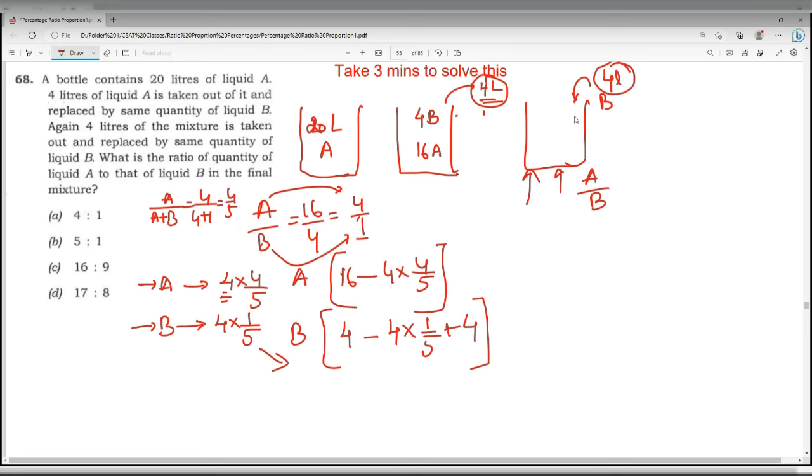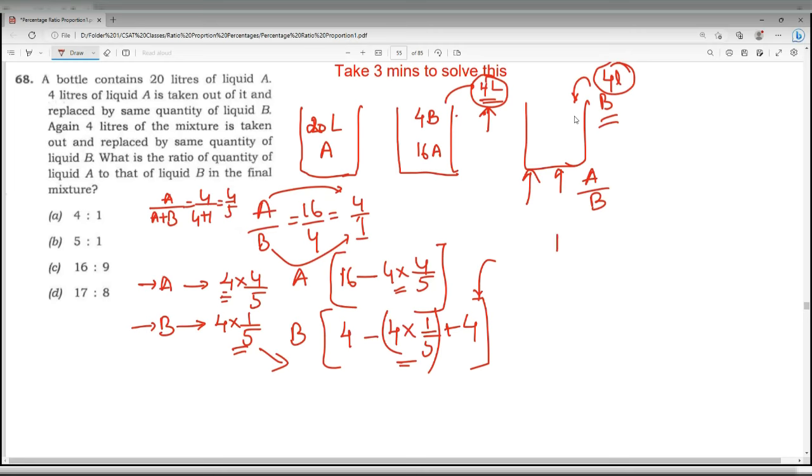When they are taking 4 liters out, 4 into 4 by 5 liters is A. So this is going out. And here, this B is going out, 4 into 1 by 5. This is the quantity of B in this 4 liters solution that they are taking out. So this removal is this much, and then for the addition they are putting 4 liters of pure liquid B. This is 4.